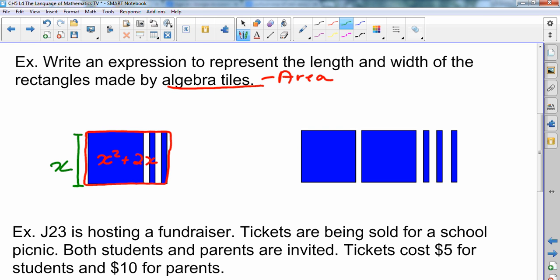So then let's look at the width. We have a length of x, and then we have a length of 1, and we have a length of 1. So on the width side, we could say that we have x plus 2, 1 plus 1, right? So x times (x plus 2), and I'm going to put it in brackets so we know that it has to get multiplied by everything, equals x squared plus 2x.